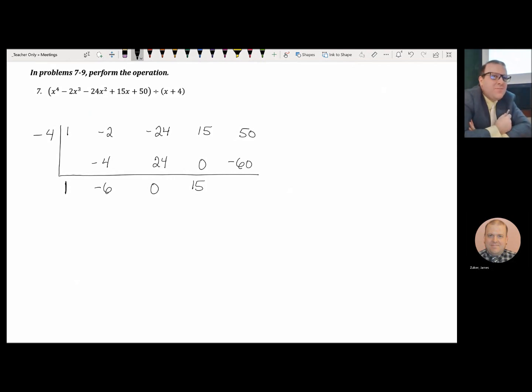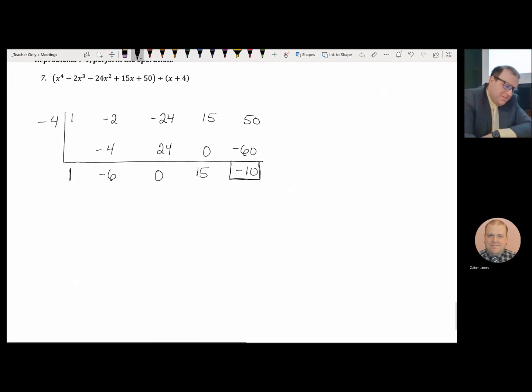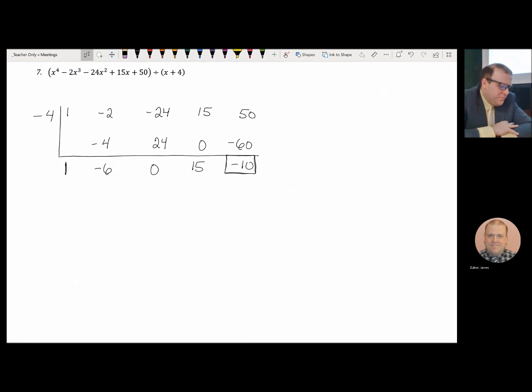Plus 50? 60 on my paper and 3060. I've done that. What is the degree of the quotient going to be?